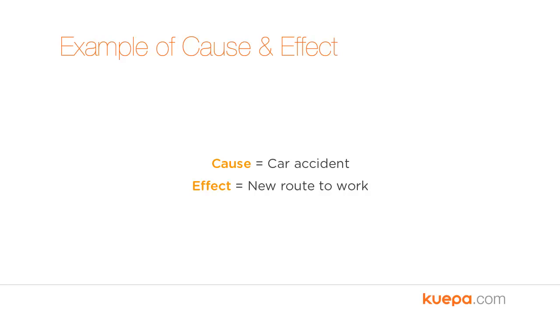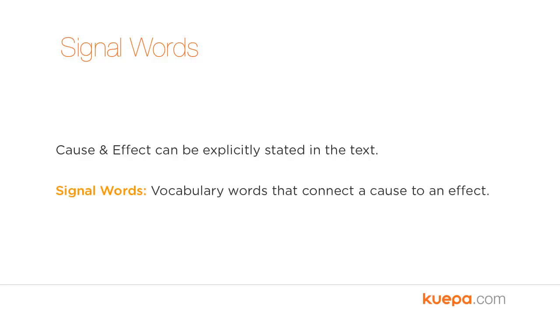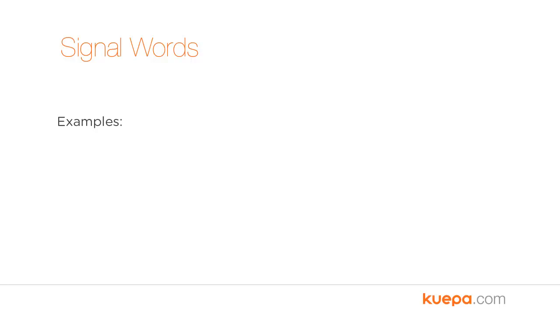It's that simple. I said that cause and effect can be stated explicitly in the text. In other words, the author is openly telling you that cause and effect is happening here, and this is done by using signal words. Signal words are vocabulary words that connect a cause to an effect. For example, you had to take a different route to work. Consequently, you were late and your boss got angry.